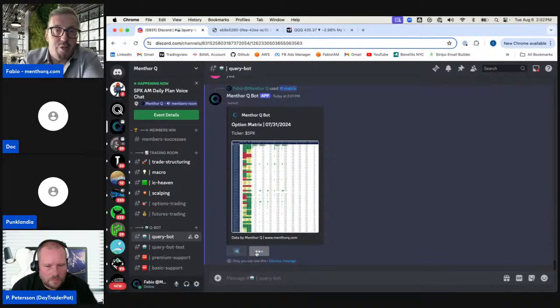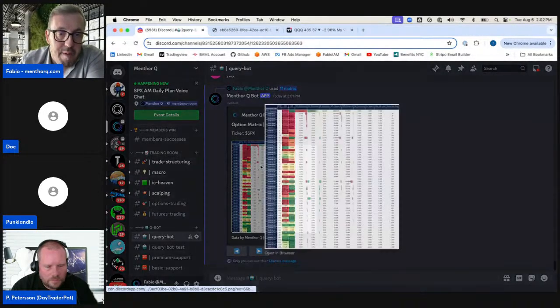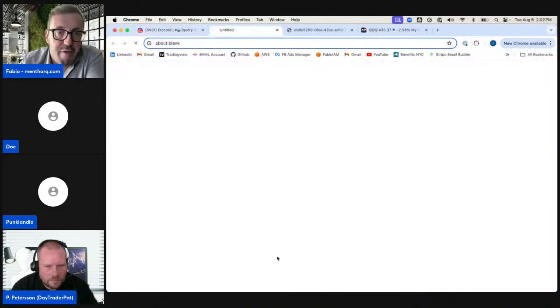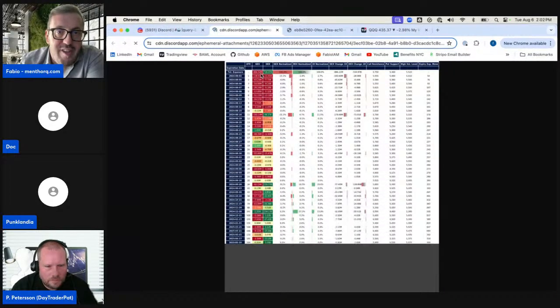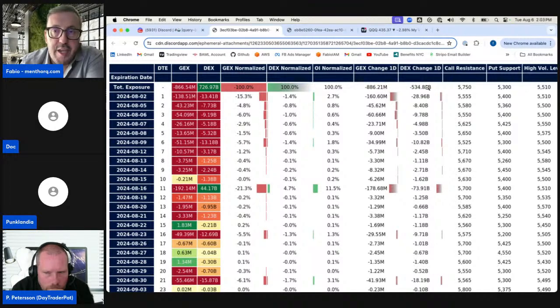But let's go to the 1st of August. So on the 1st of August, we see a completely different picture. Compared to a few days ago, now we have a strong negative GEX. So from one day to the other, we see a complete shift in the gamma. Delta is still positive. And then you can see how the GEX changed over one day and the DEX changed as well. So we see the shift there.